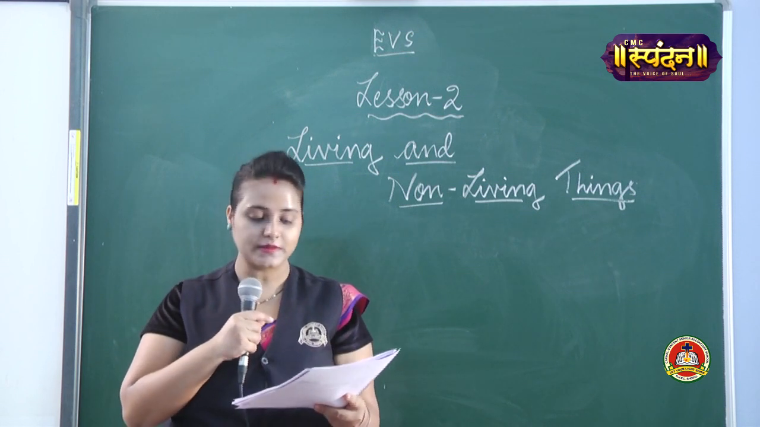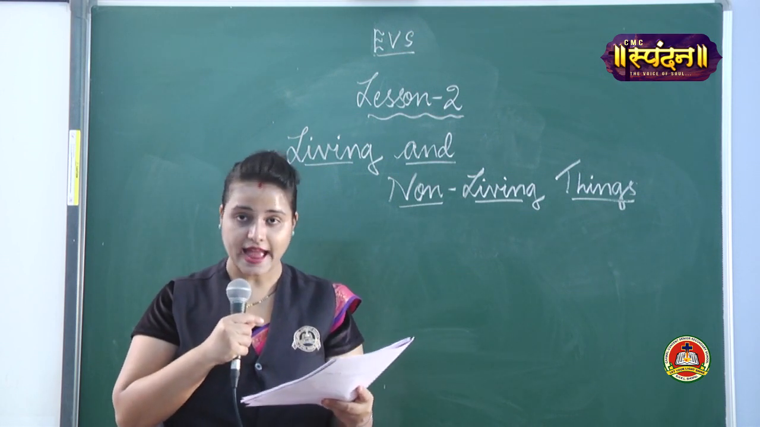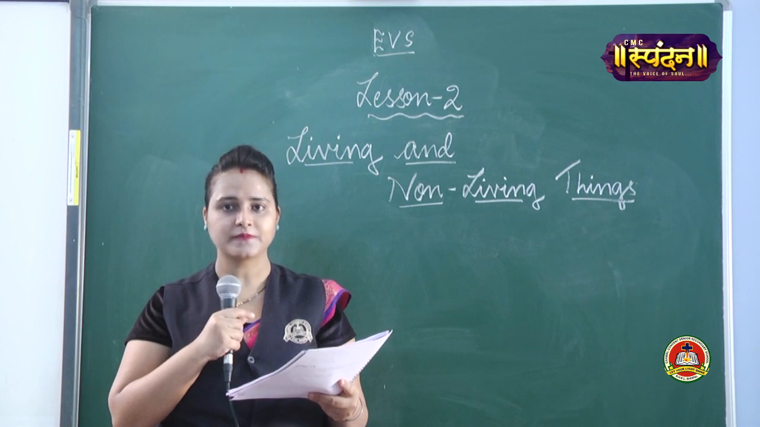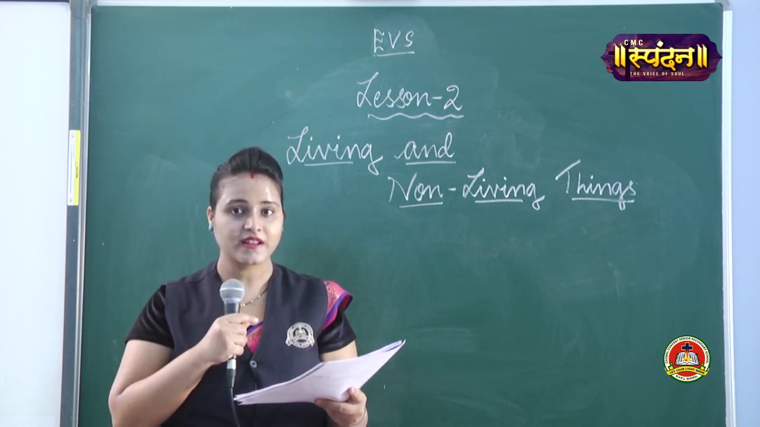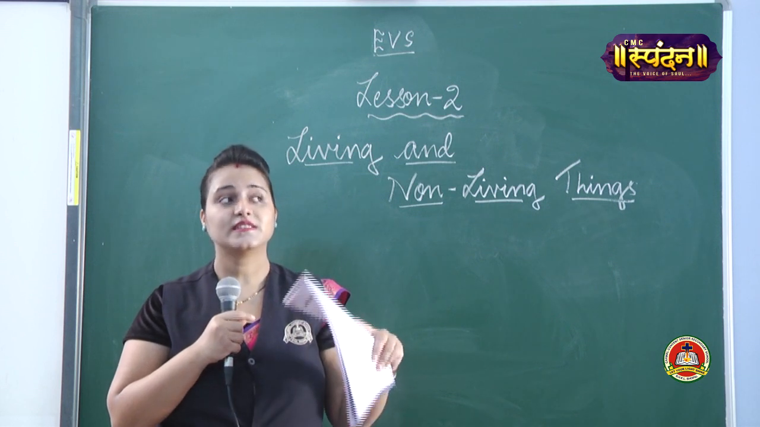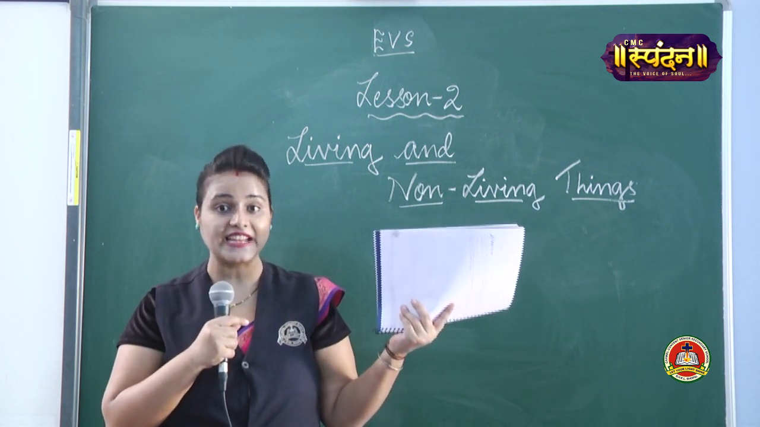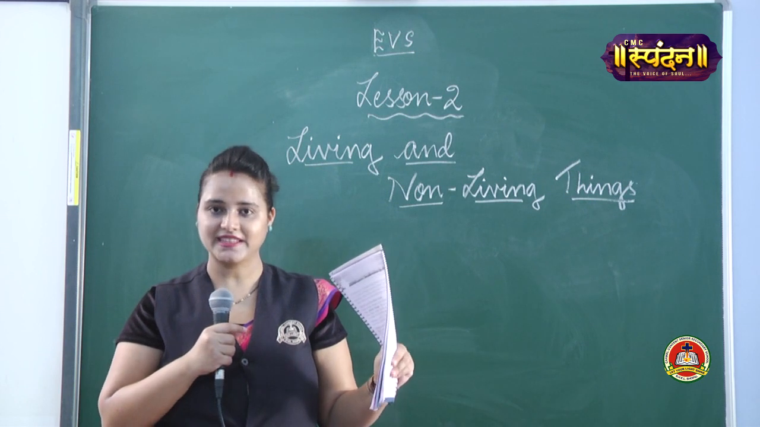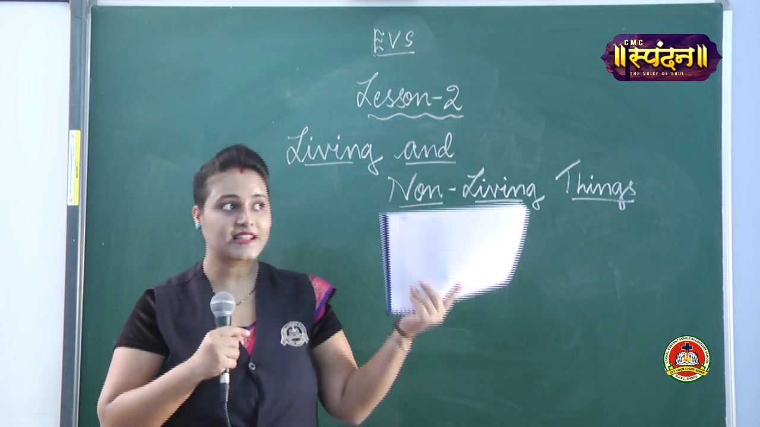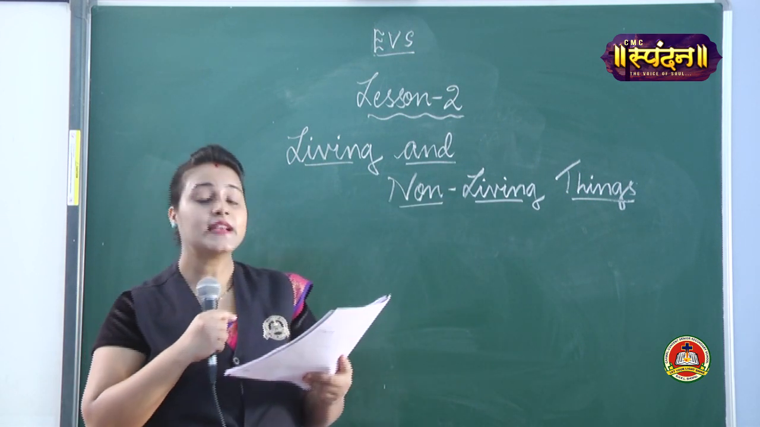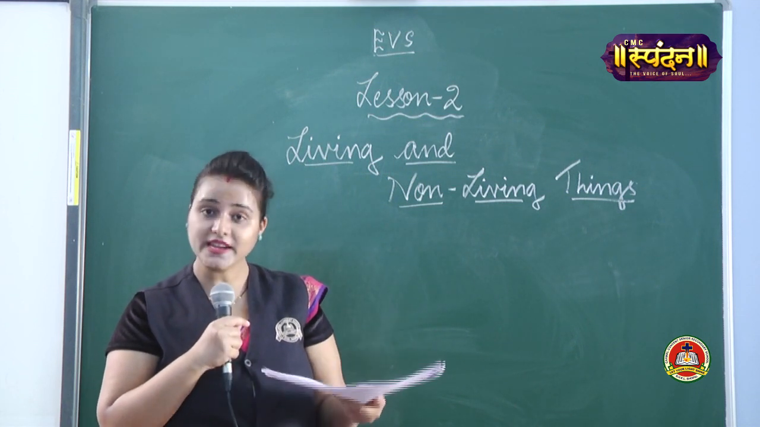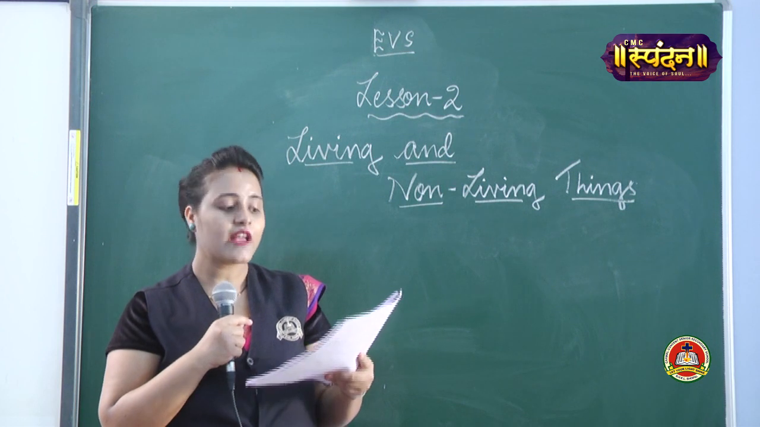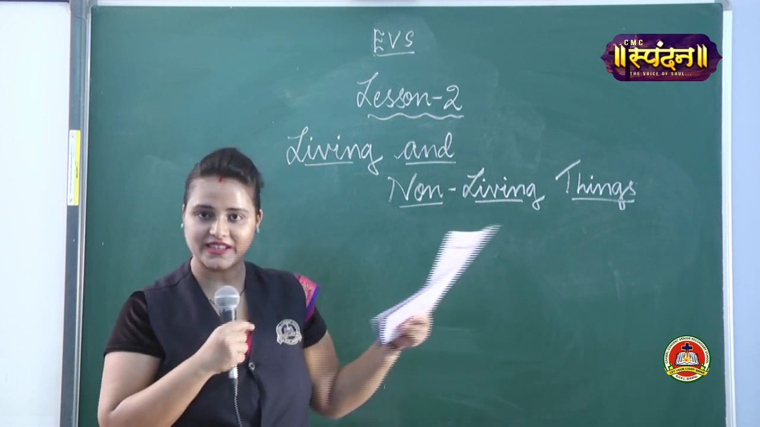So, the first term is natural and man-made things. Okay? What is natural? Which is given to us by our nature. It is not made by us. It is natural. It has come from nature. Some of the things in our environment are created by nature. We call them natural things.